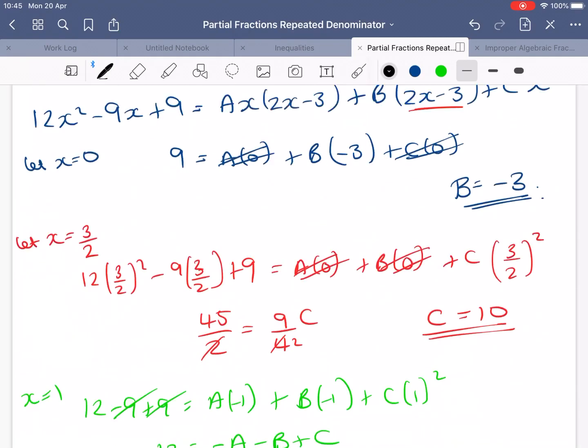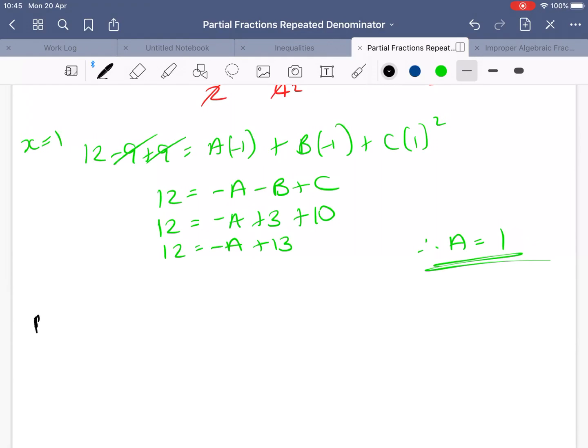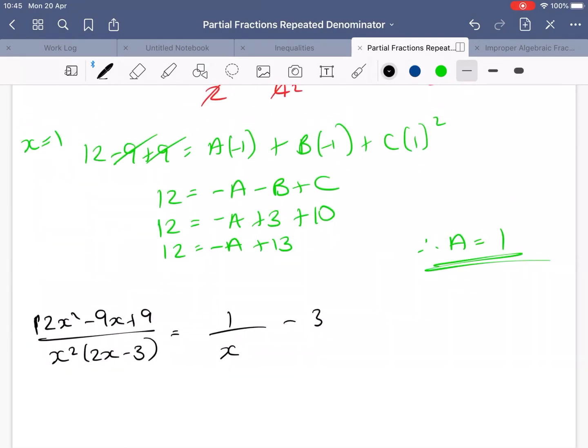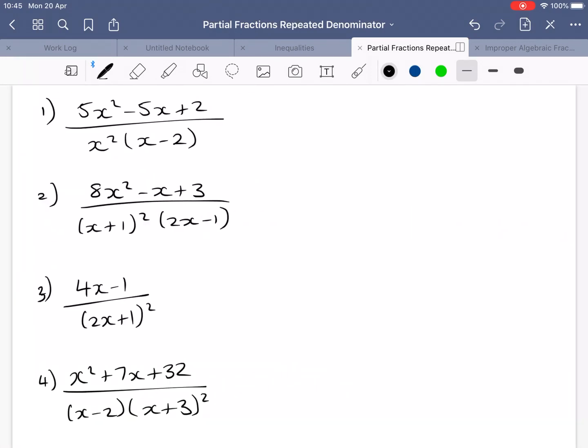So let's just go up there. So I've got 12x squared minus 9x plus 9 over x squared (2x minus 3) is equal to 1 over x minus 3 over x squared plus 10 over 2x minus 3. Okay, right. Have a go at those 4. Press pause and I will show you the solutions when you're finished.